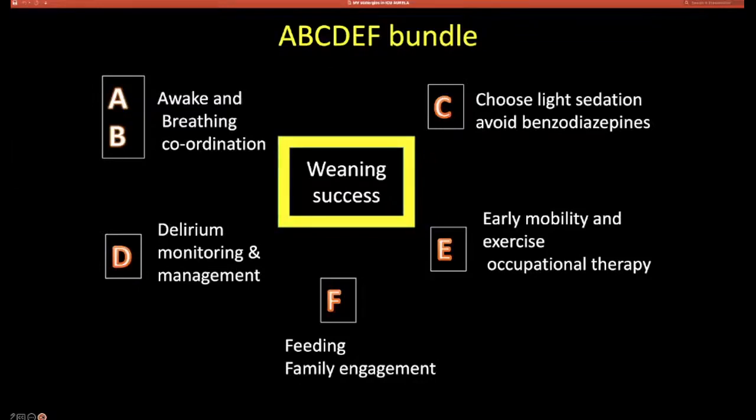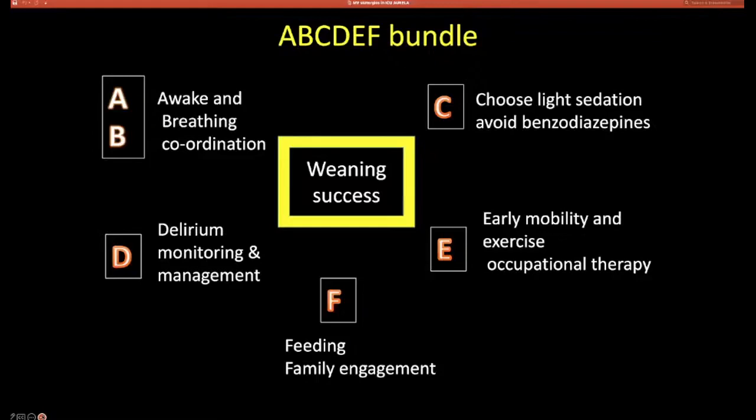A constitutes awake, meaning that you don't paralyze and sedate for a long time. B is breathing coordination. Then always contemplate whether the patient can be weaned, can be given a TP trial. So A, B comes there. Then C is choose light sedation. We avoid benzodiazepines because we know that benzodiazepines do cause delirium. Then D is delirium management, monitoring and management.